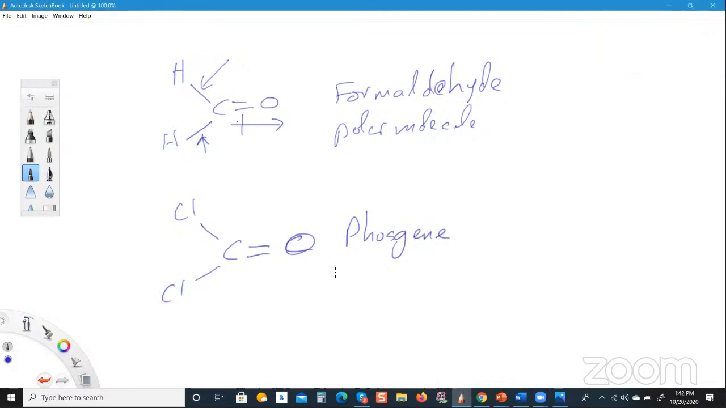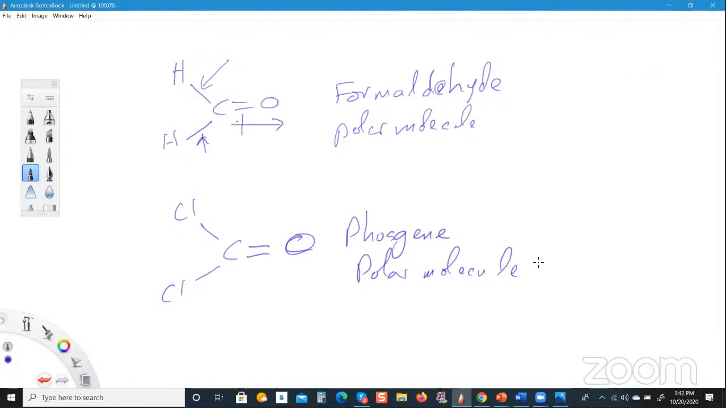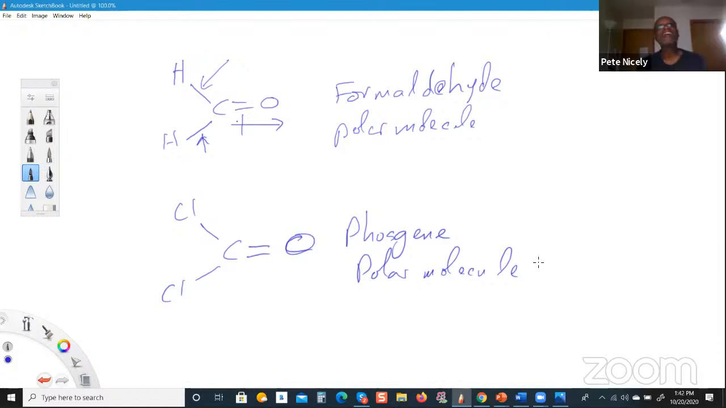Now let me ask you, this molecule is also polar, all right? So polar molecule. But one of them is more polar than the other. Which one do you think is more polar? Let me see if you can figure it out. They're both polar, but one has a greater net dipole moment compared to the other one. So my question to you is which one do you think would be more polar?